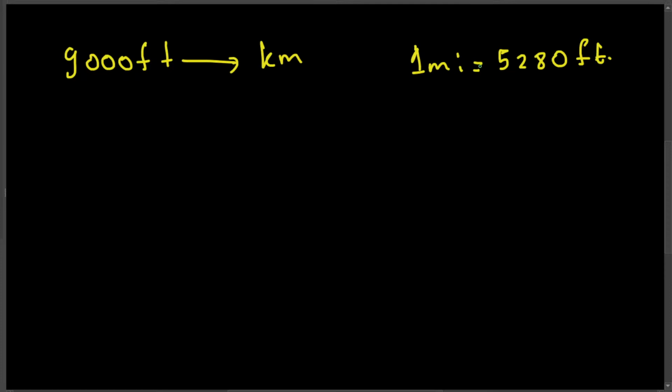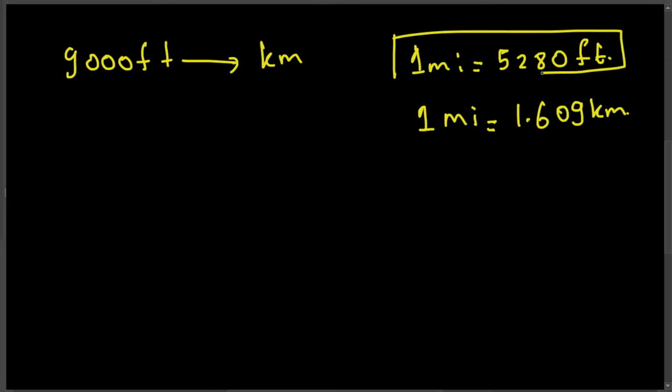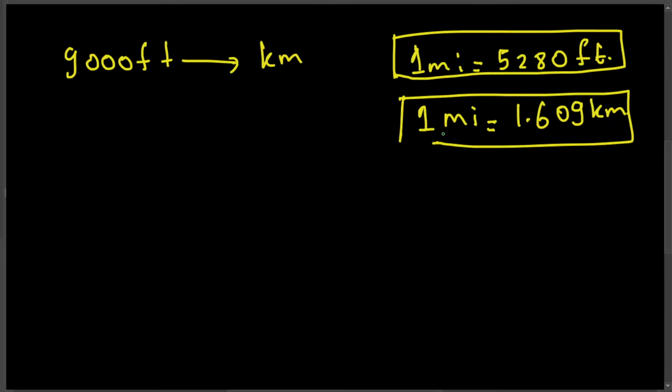And also we have a relationship between mile and the kilometer. If I can convert this into miles, then I can find the kilometers. So 1 mile is equal to 1.609 kilometers. Now we have these two conversion factors. Now using these, we can convert this given value into kilometers.